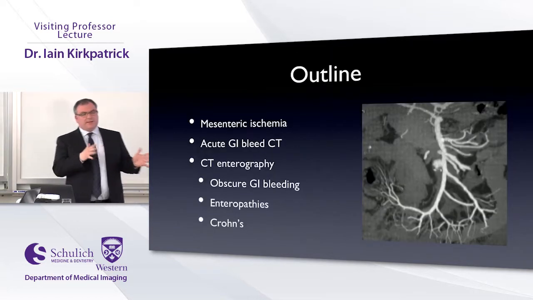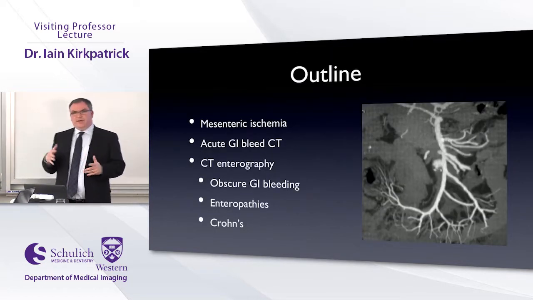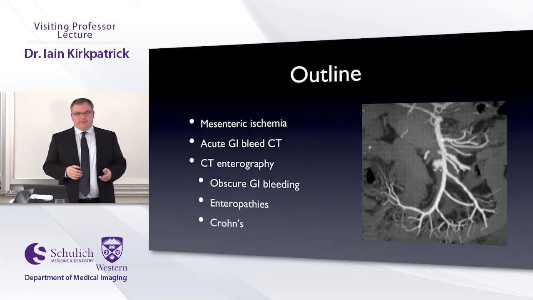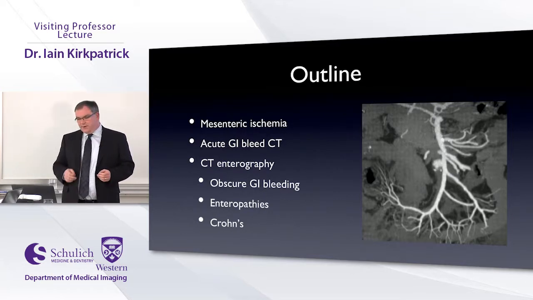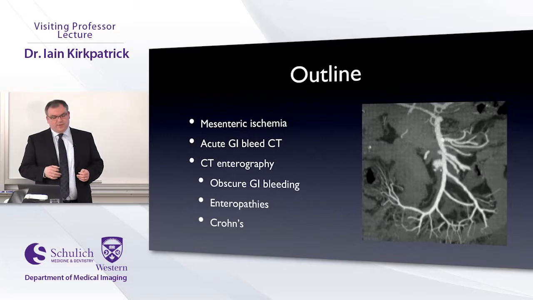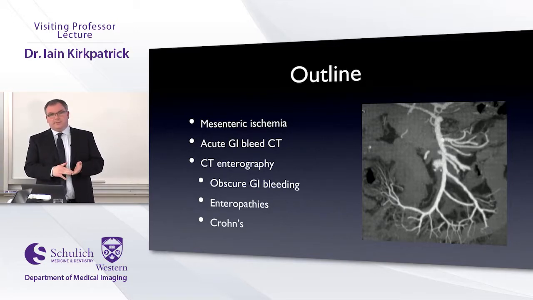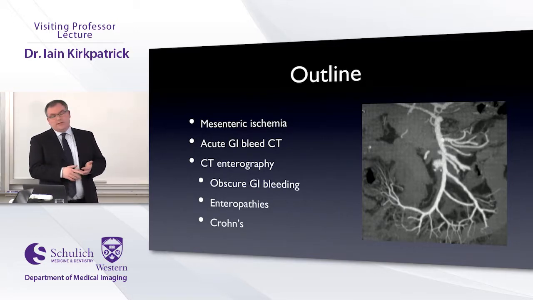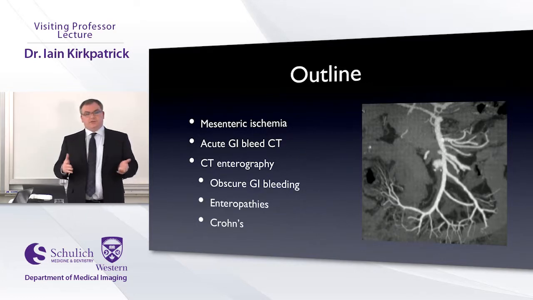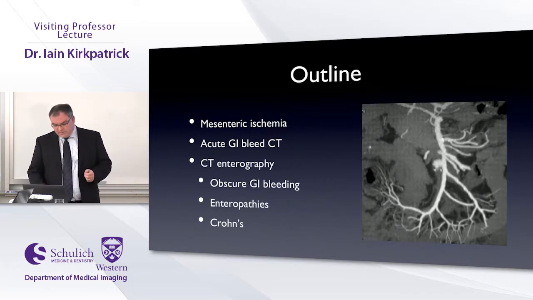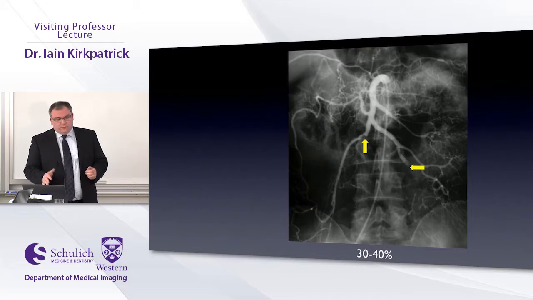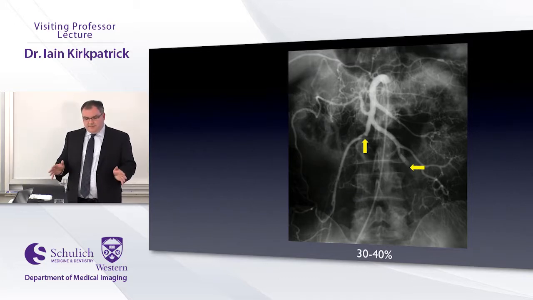And I thought I'd split this up into three parts. There are three areas where there's been a lot of action in bowel CT over the last few years that I thought might be interesting to review, and that's mesenteric ischemia, using CT to assess acute GI bleeds, and then CT enterography with some subheadings there. So starting off with acute mesenteric ischemia.